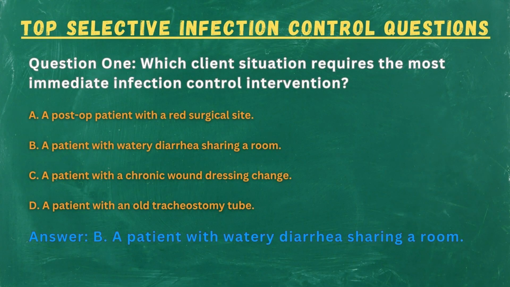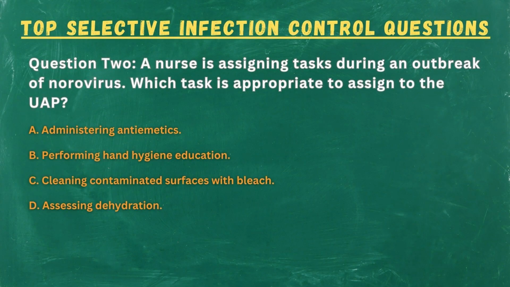Answer. B. A patient with watery diarrhea sharing a room. Question 2. A nurse is assigning tasks during an outbreak of norovirus. Which task is appropriate to assign to the UAP? A. Administering antiemetics. B. Performing hand hygiene education. C. Cleaning contaminated surfaces with bleach. D. Assessing dehydration.